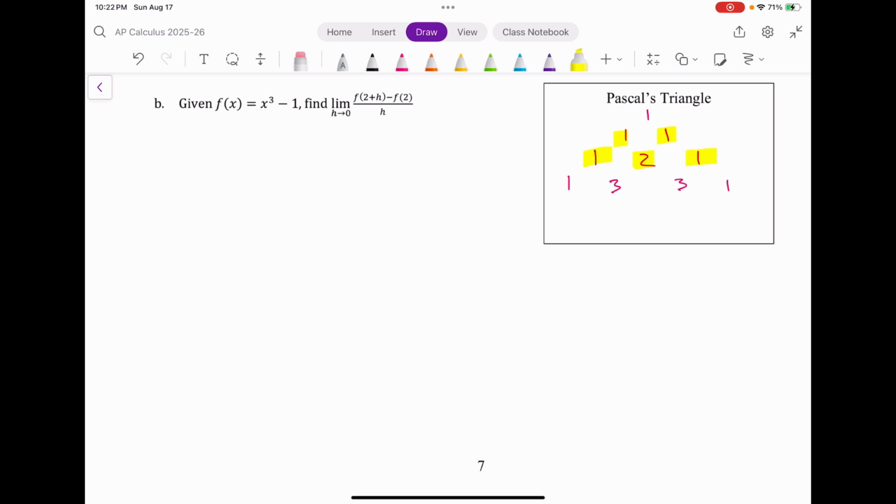Then the fourth row, same thing, you have 1s on the ends. You add the 1 and the 2 together to get that 3. You add the 2 and the 1 together to get that 3, and so forth. And so the next row of Pascal's triangle would be 1, 4, 6, 4, 1. These are telling you the coefficients of a binomial to the nth power.